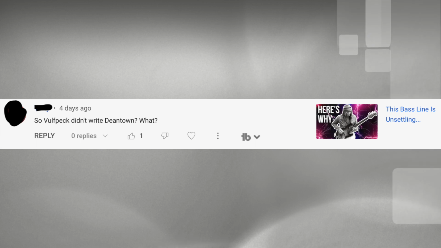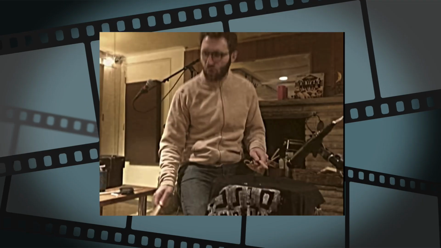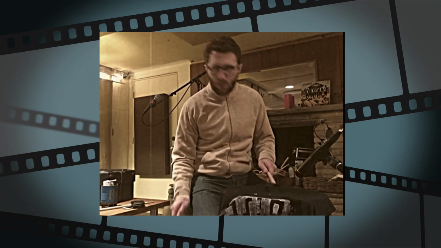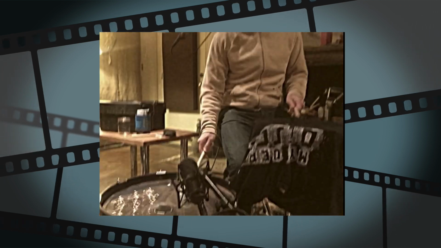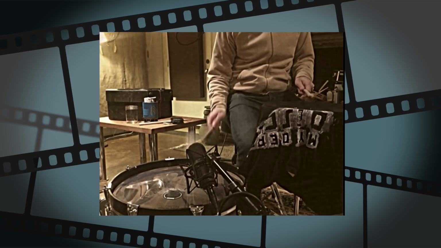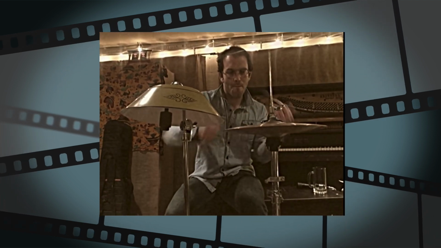So Wolfpack didn't write Deantown. What? Deantown was written by Wolfpack, but it was a homage to Teentown. I believe Jaco played the drums on Teentown separately, which is what Wolfpack also did, and of course was the 16th note bass line or bass melody.